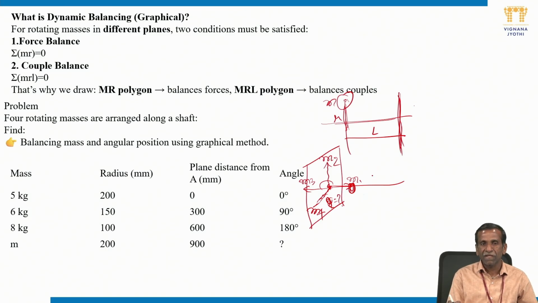whether you need to keep it in which plane also you need to find actually. That fourth mass is not given, that should be balanced. That's why first three are taken, in different planes, let us say, but we don't know the distance. Is it given plane distance from A?